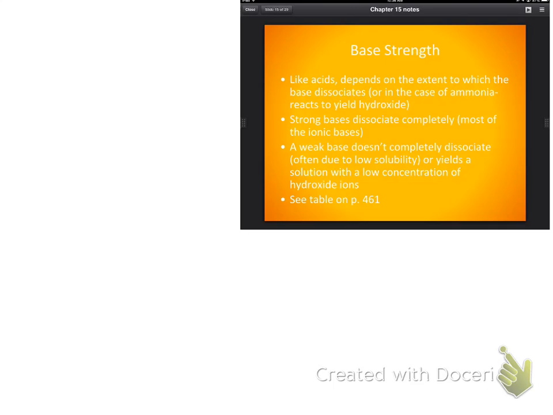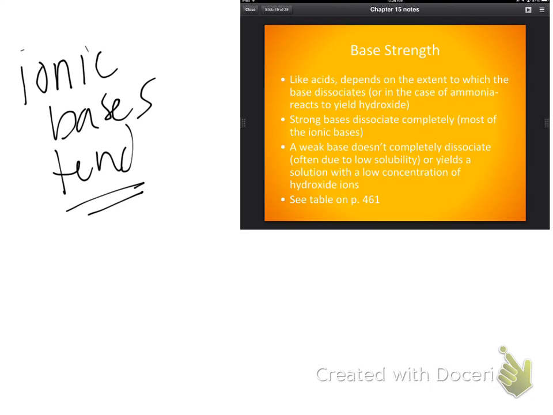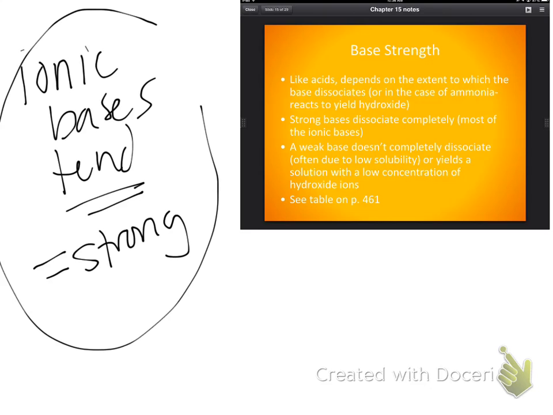So, base strength, just like acids, we can have strong bases and weak bases. Ionic bases tend to be strong. This is a tendency, it's not a hard and fast rule, but ionic bases tend to equal strong bases because they tend to dissociate completely. Weak bases just don't yield as many hydroxide ions. That can be because they're not very soluble. Not everything is soluble, remember. So it doesn't completely break up and dissociate, and it just doesn't give you a whole lot of ions in solution, so it's weak. But the ionic bases tend to be very strong bases.